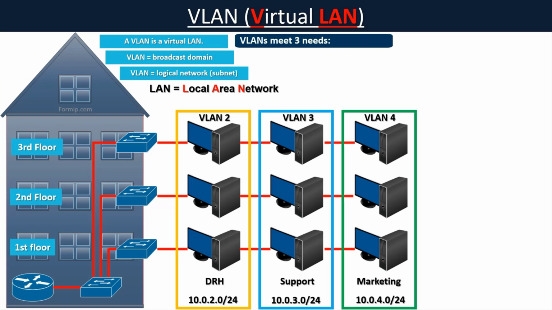VLANs meet three needs: segmentation, security, and network flexibility. They improve network performance by separating large broadcast domains into smaller segments. This gives the network administrator the ability to create small logical groups of devices. Even if these groups share the same infrastructure or the same switch, they act as an independent network.